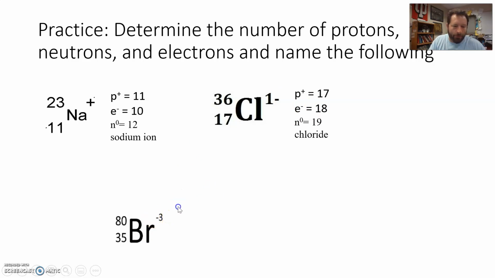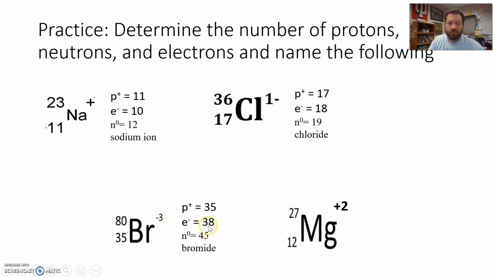Br, -3. So Br is bromine. We're going to drop the ending and add the IDE, bromide. All bromide, or all bromine, has 35 protons. It's the atomic number, so it defines the element. The mass number is 35 plus the number of neutrons. So 35 plus what gives us 80? That would be 45 neutrons. And then because there's a -3 charge, that means there are 3 more electrons than protons. So there are 38 electrons.